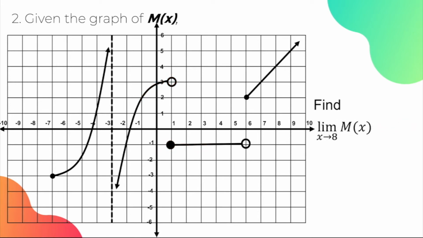Let's find the limit of m of x as x approaches 8. Analyzing the graph from both directions, we can see that as x approaches 8, the y value f of x gets closer to 4. Let's find the limit of m of x as x approaches negative 3. Analyzing the graph of m of x, the left-hand limit goes upward infinitely, while the right-hand limit goes downward infinitely. Since the left-hand limit is not equal to the right-hand limit, therefore, the limit does not exist.